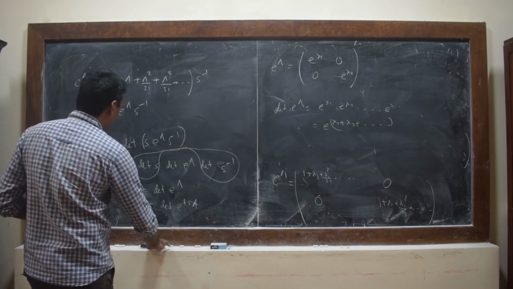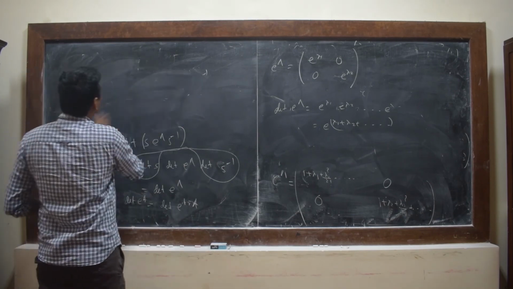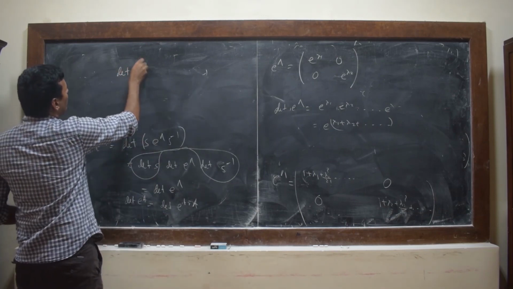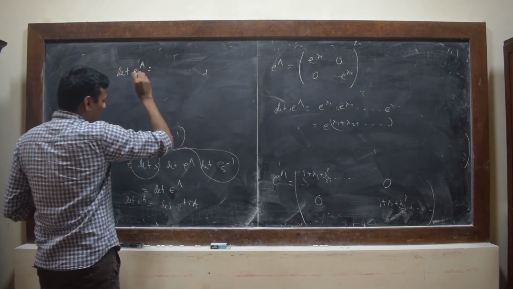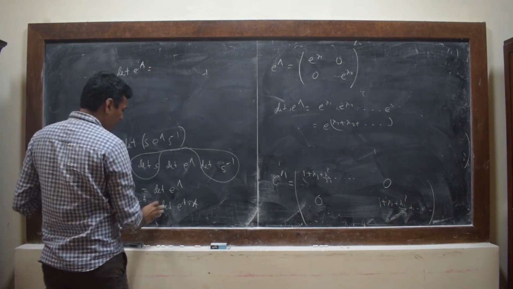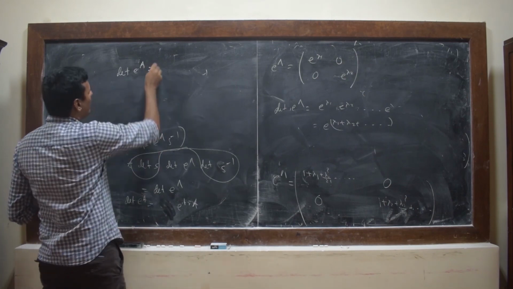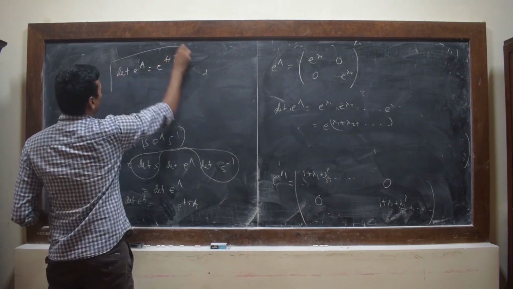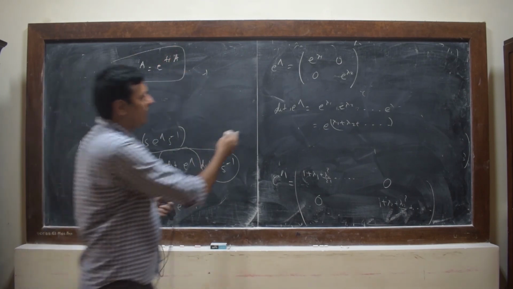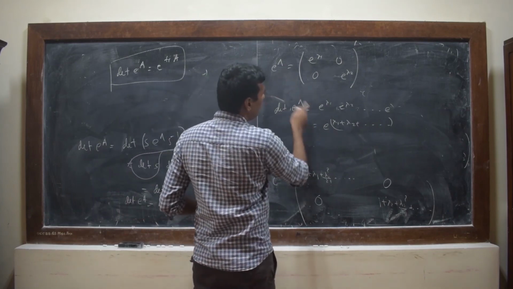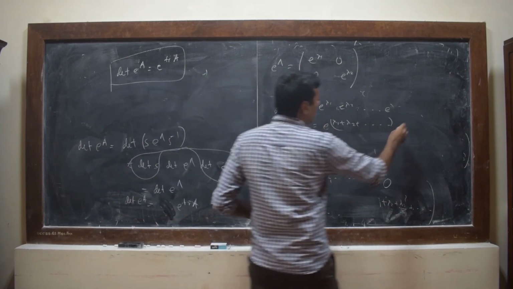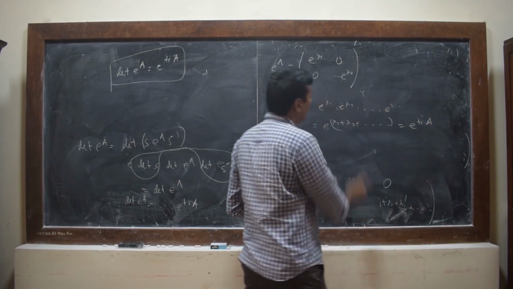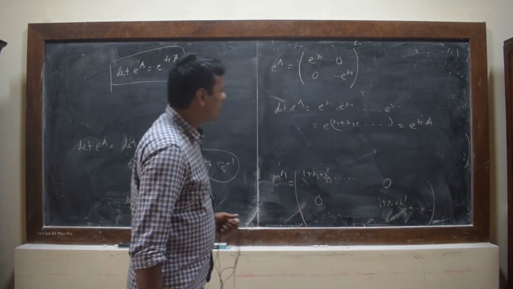So, I can write the determinant of the exponential of A is equal to the exponential of the trace of A. Here, the determinant of the exponential of lambda is equal to e raised to the trace of A, because the sum of the eigenvalues is equal to the trace of the matrix.